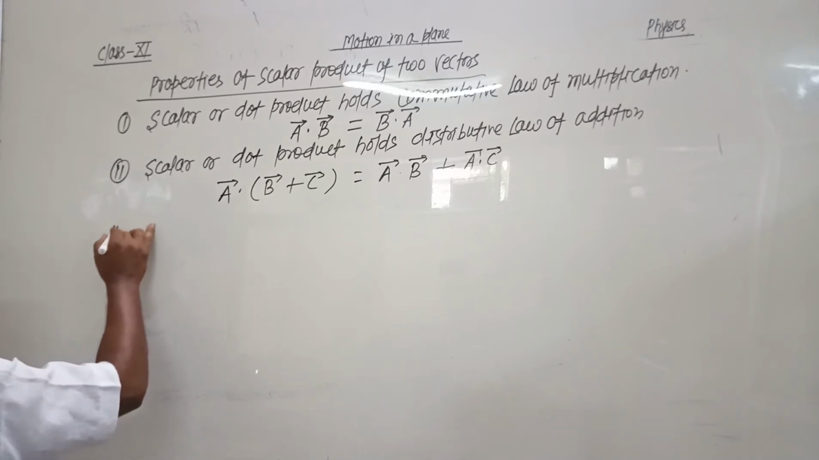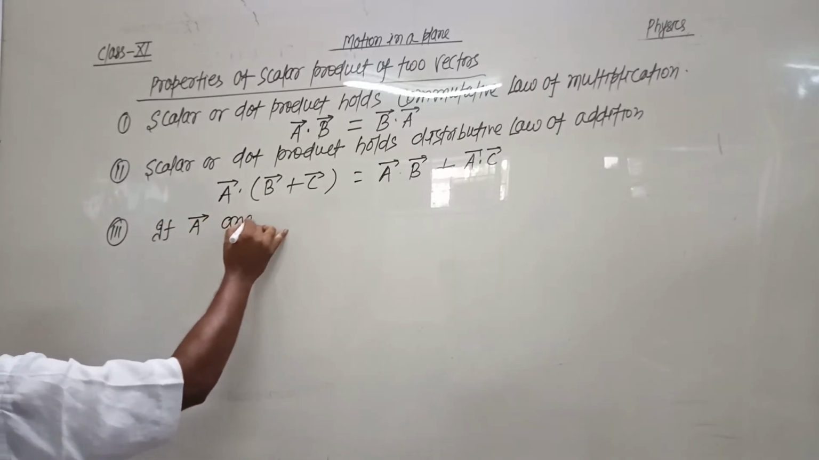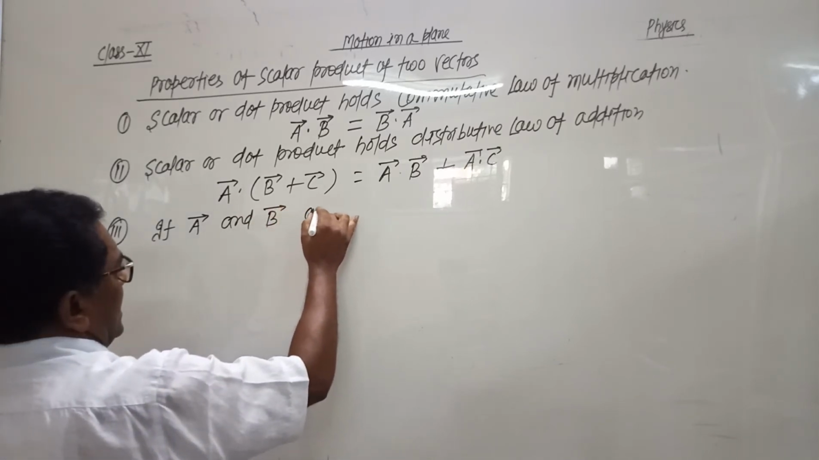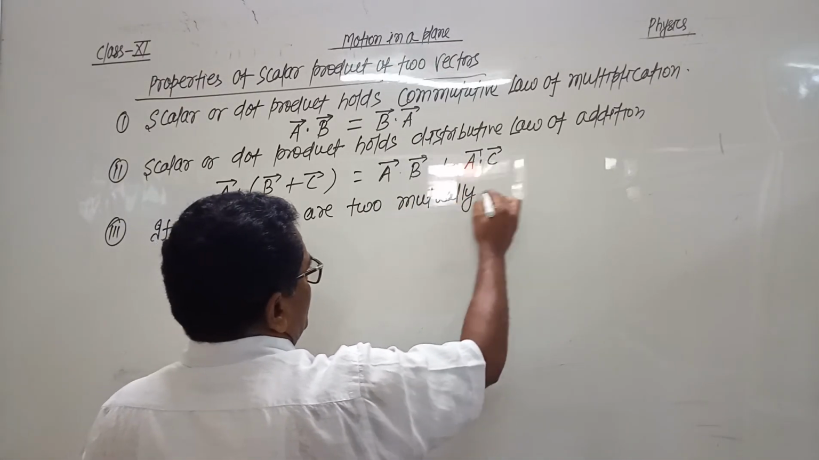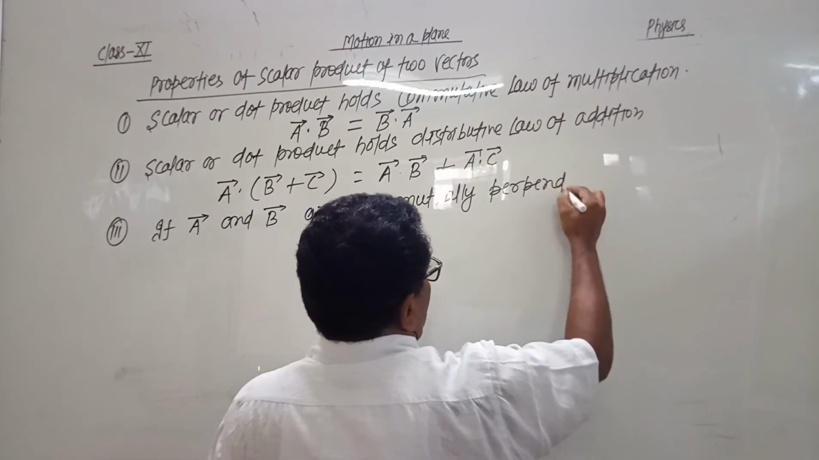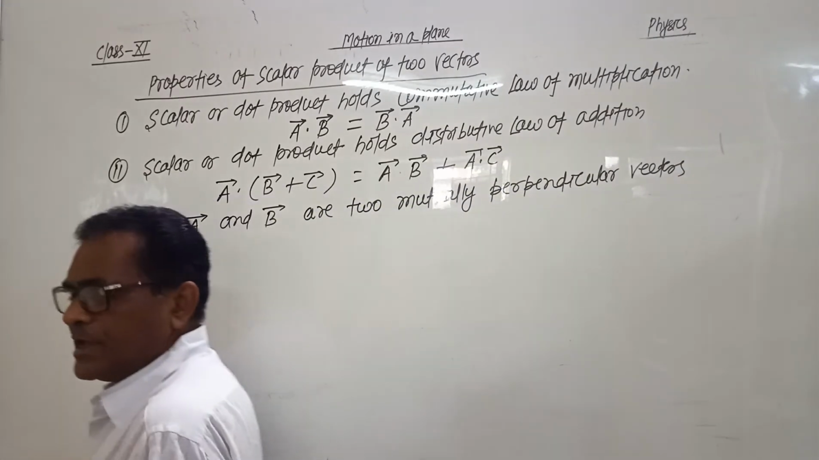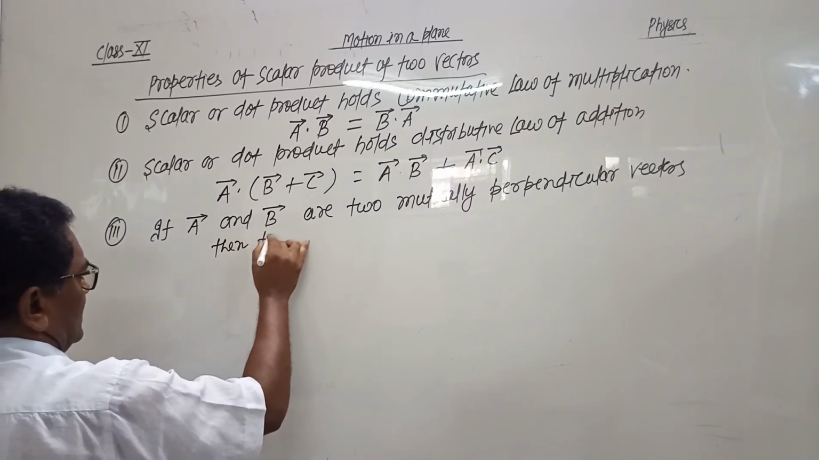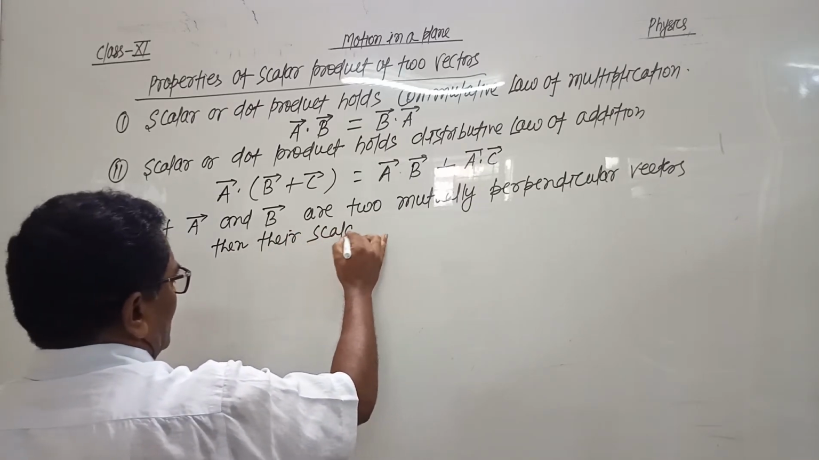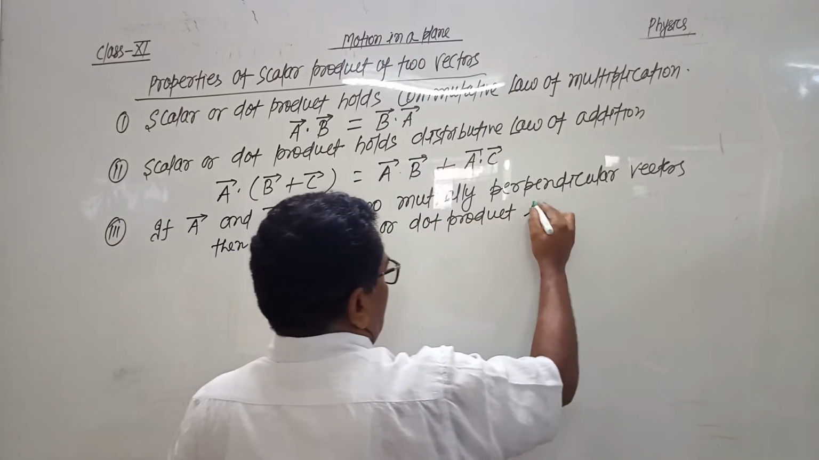The third property is, if vector A and vector B are two mutually perpendicular vectors, then their scalar or dot product is 0.